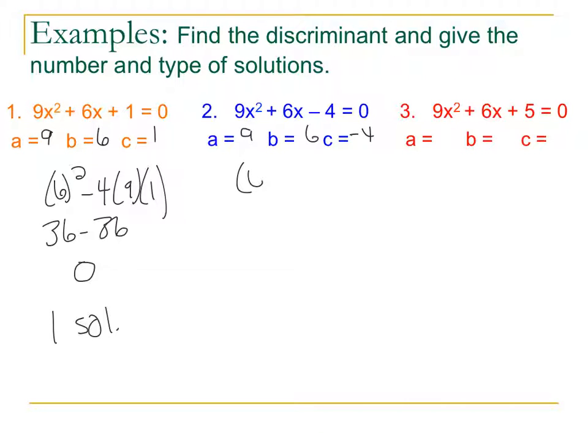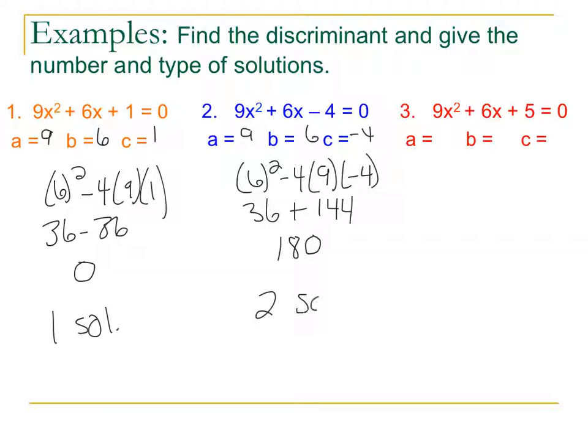Next one, we've got A is 9, B is 6, C is negative 4. So we're going to go ahead and do 6 squared again, minus 4 times A times C. This time C is a negative. So now we end up with 36 plus 144. And then we're going to go ahead and add 144 and 36. We get 180. Since it's a positive number, not a perfect square, we have two real solutions. You cannot factor since that's not a perfect square number.